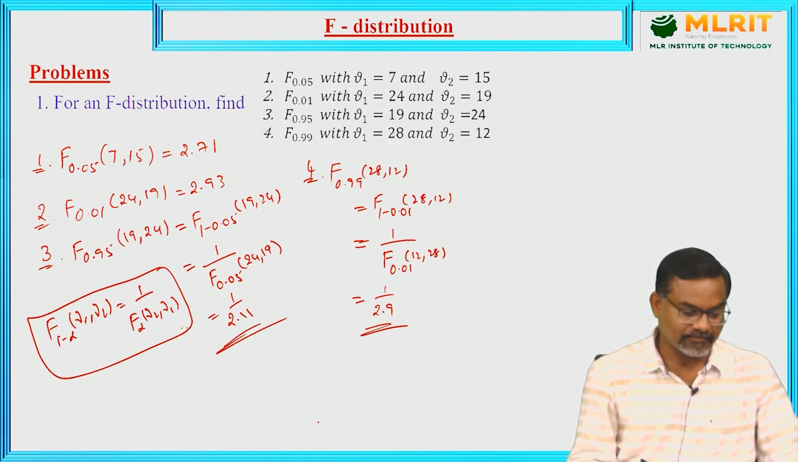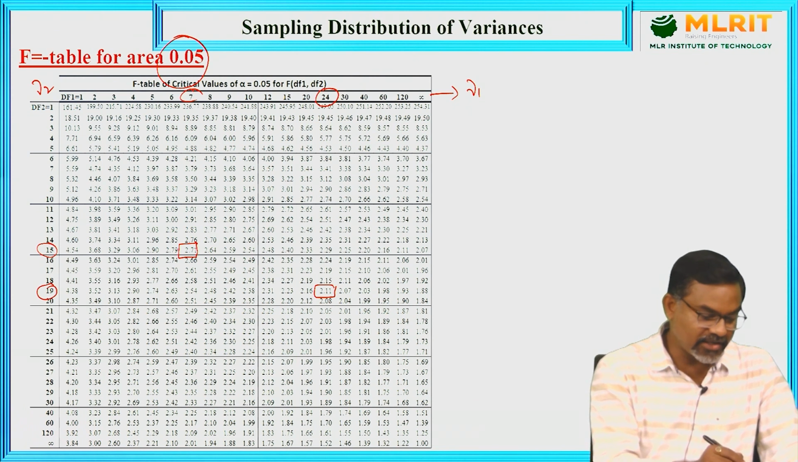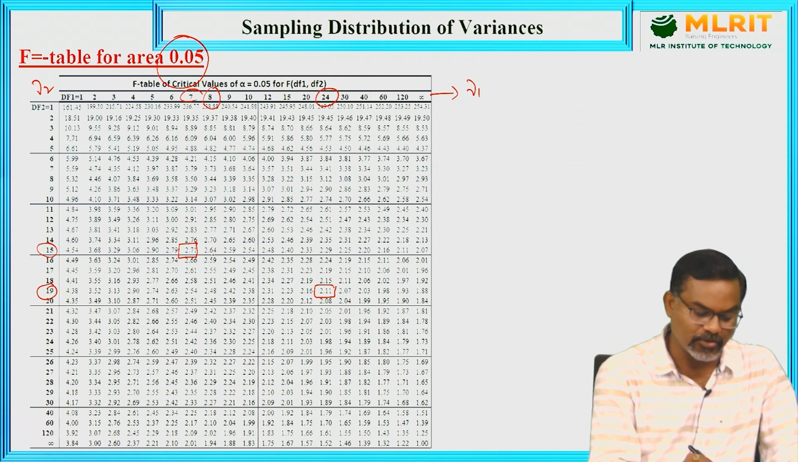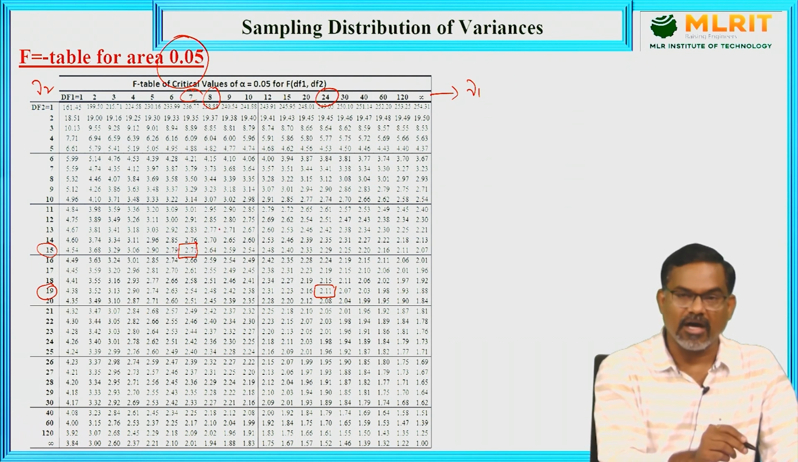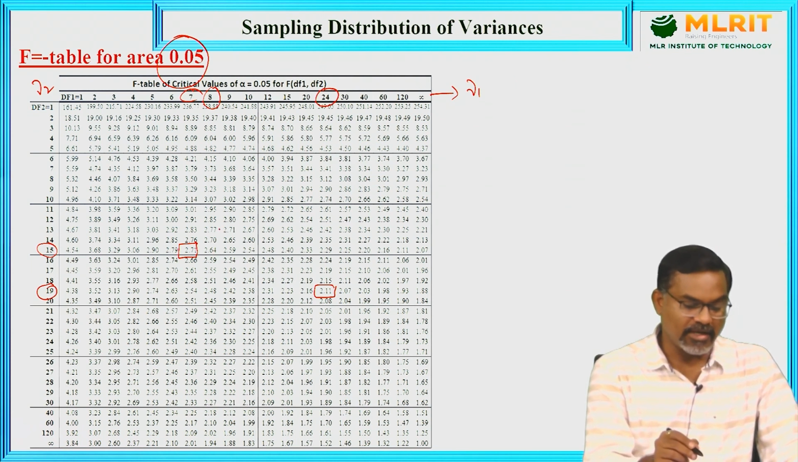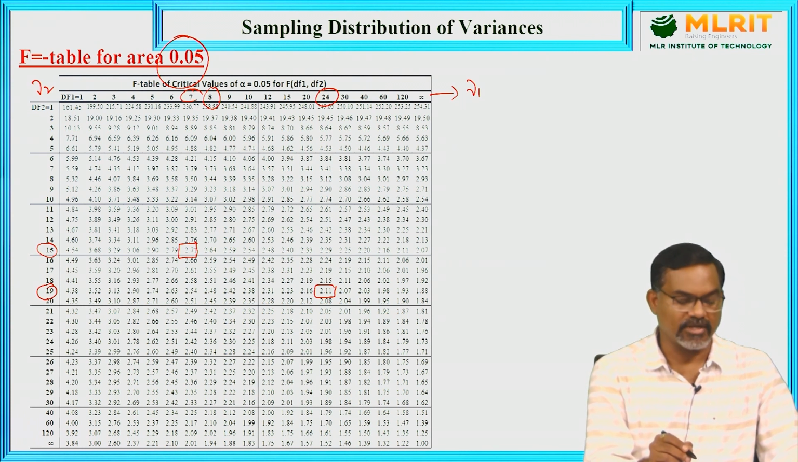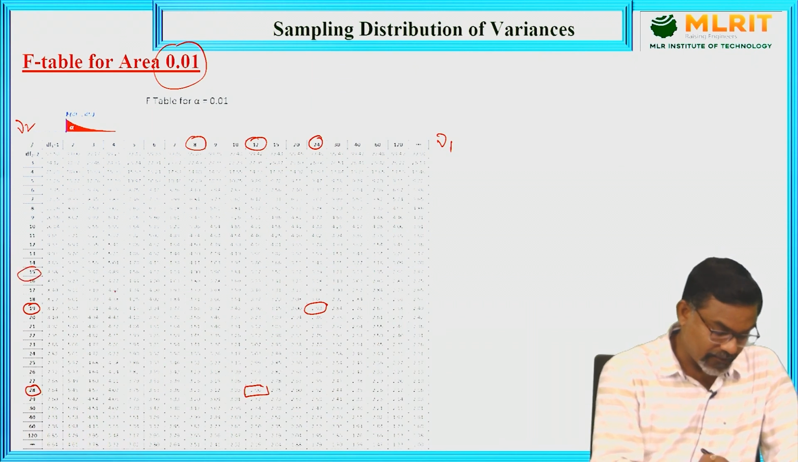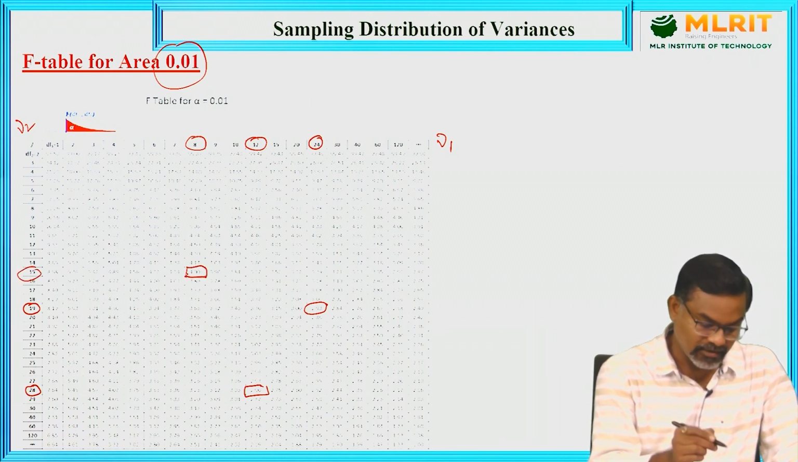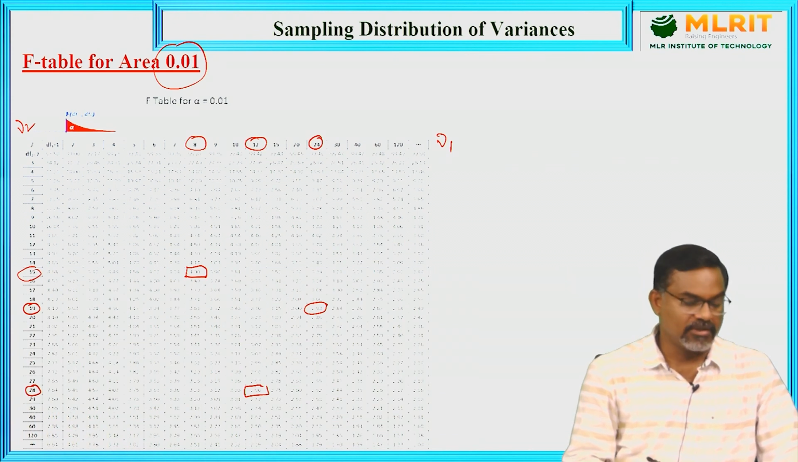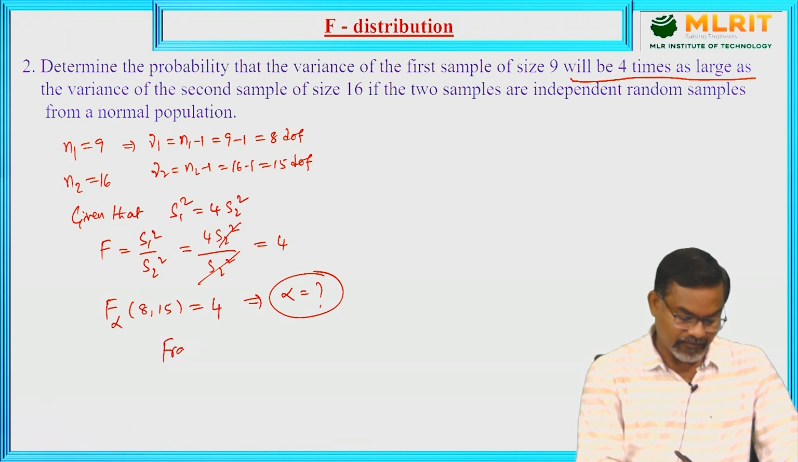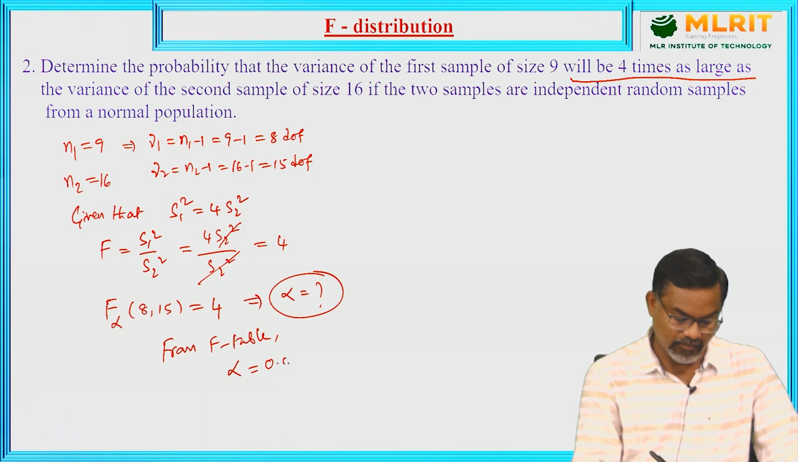Let us check. 8 comma 15. This is 8 and 15. The value is 2.64. It is not 4. So alpha is not 0.05. Let us go back to the 0.01 table. 8 and 15. Yes, here the value of F is 4. Therefore, the area alpha is 0.01. So from the F table, alpha equal to 0.01.